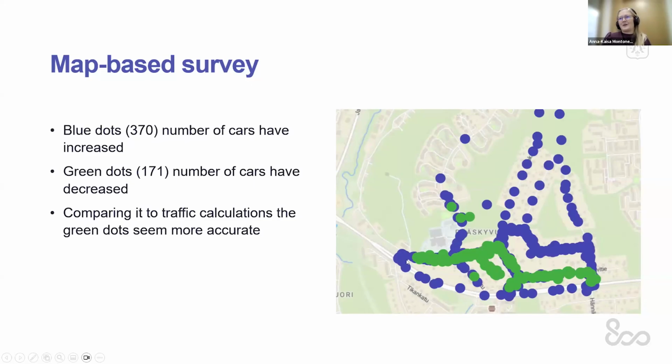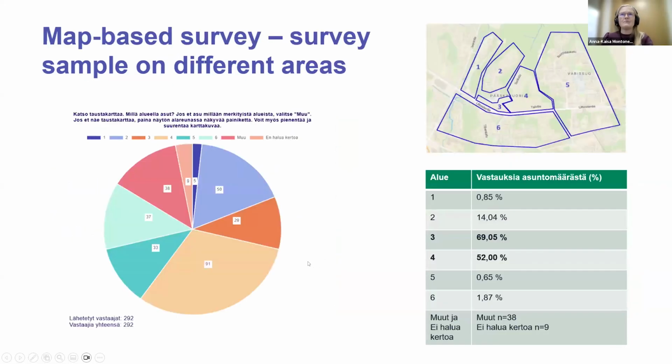So we of course compared this to our traffic calculations, and actually the green cars seemed more accurate. This is also something on the, like I mentioned, trustworthy data. So we wanted to see the sample size of residents replying to the survey. So we made this analysis of who has replied to the survey.